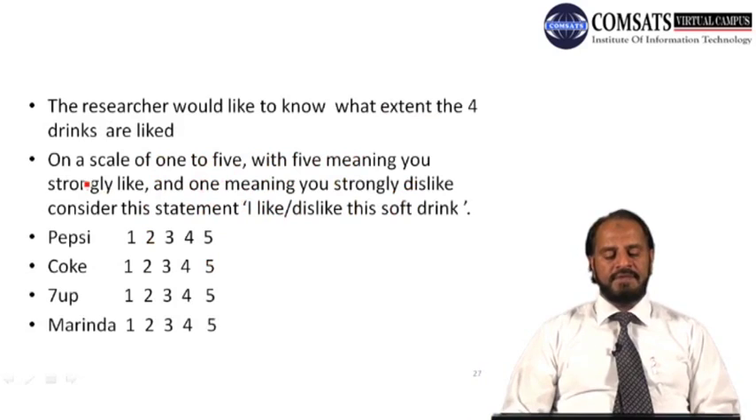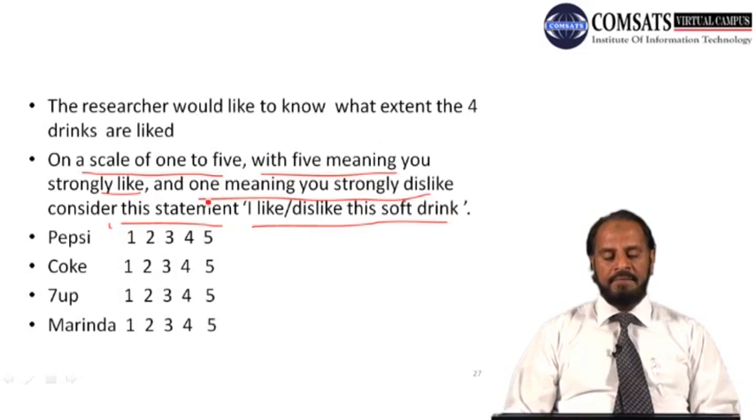So the same example, we say on a scale of 1 to 5, with 5 meaning you strongly like and 1 meaning you strongly dislike, consider the statement: I like or dislike the soft drink. So you have strongly liking this product and strongly disliking this product. Now here I'm not just saying that this is what you like, but you can tell separately how much you dislike or like the product.